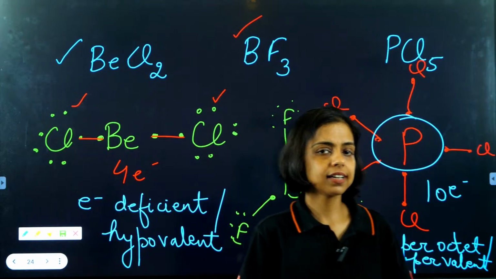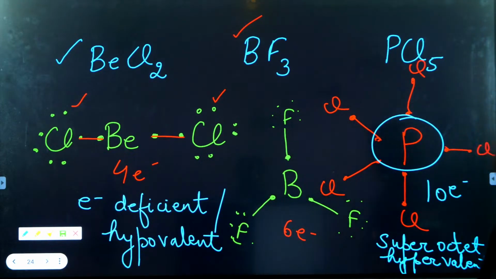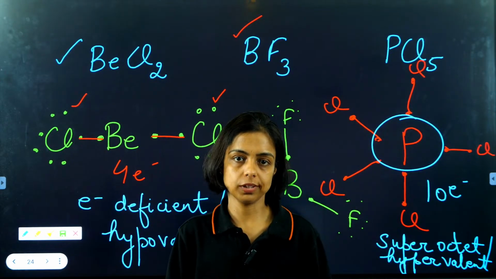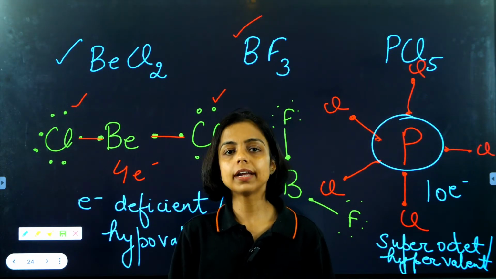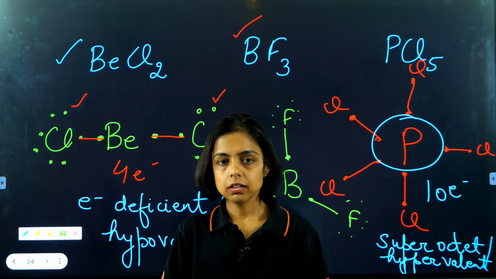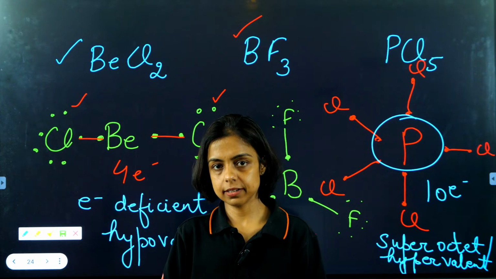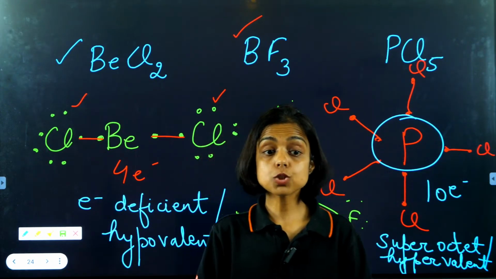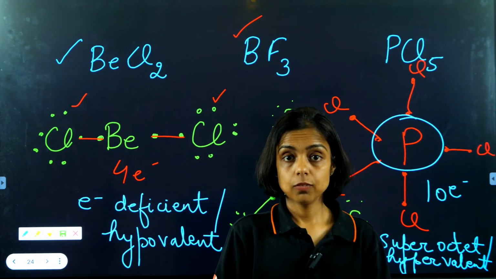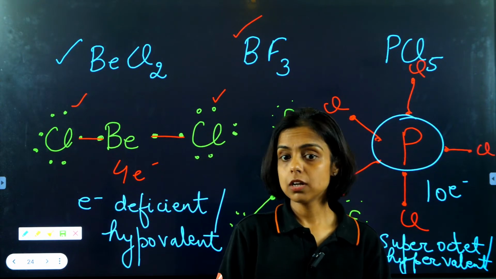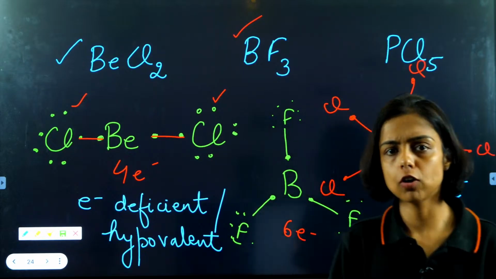So what does this indicate, guys? Ma'am, this indicates the failure of Lewis theory, a limitation. According to Lewis, atoms make bonds by completing their octet. But we do have molecules existing which have either more than 8 electrons or less than 8 electrons, and they are stable. So this is the limitation of the octet rule.